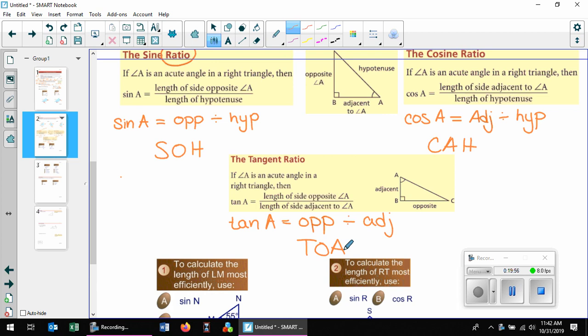Looking at math memes, which I know you all are.